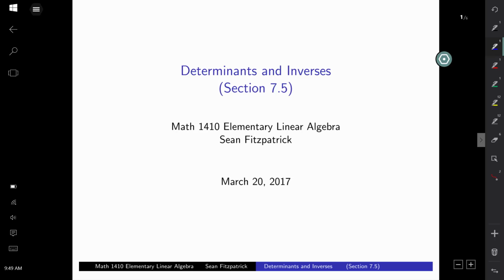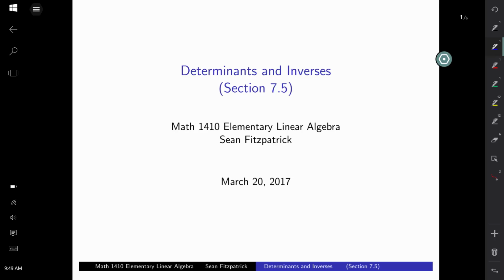Alright, so in the next two videos we're going to explore a method for computing the inverse of a matrix using determinants. This method comes with a warning, we'll put this right up at the front, that this method for computing the inverse is less efficient than the method you already have. Okay, it's less efficient than the method using row operations.